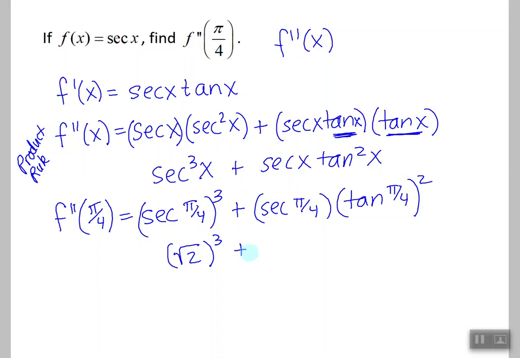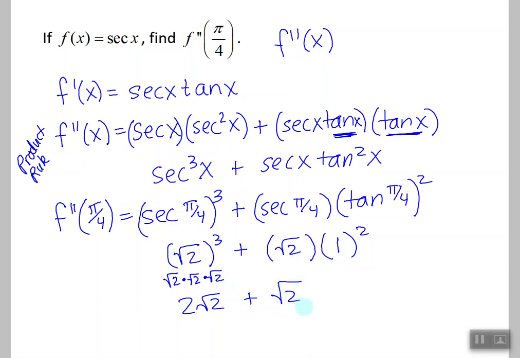Square root of 2 cubed plus square root of 2 times tangent of pi over 4 is 1, so 1 squared. Square root of 2 cubed, of course, means square root of 2 times square root of 2 times square root of 2, so that makes 2 square root of 2. Square root of 2 times 1 squared is square root of 2, and then we can clean that up a bit because we have 2 square roots of 2 plus 1 square root of 2 makes 3 square roots of 2.